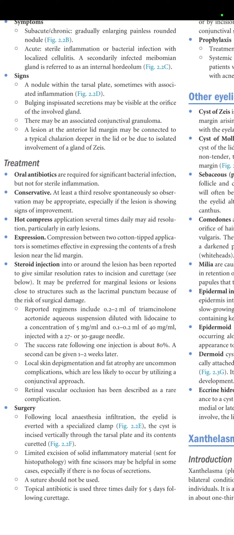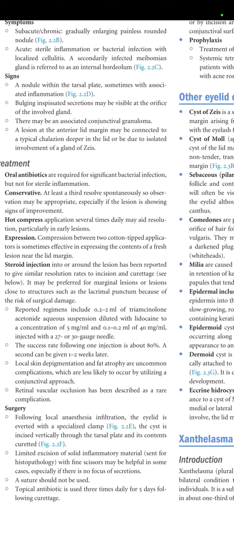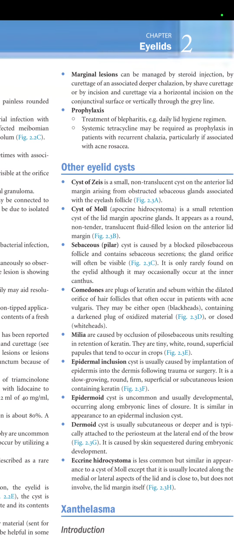Surgery. Following local anesthesia infiltration, the eyelid is everted with a specialized clamp. The cyst is incised vertically through the tarsal plate and its content curetted. Limited excision of the solid inflammatory material, sent for histopathology, with fine scissors may be helpful in some cases, especially if there is no focus of secretion. A suture should not be used. Topical antibiotic is used 3 times daily for 5 days following curettage.